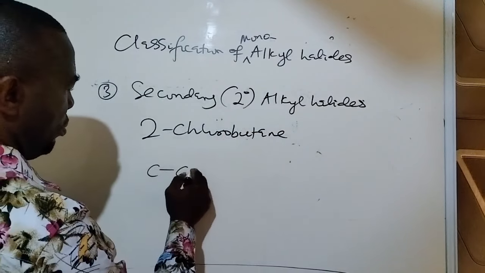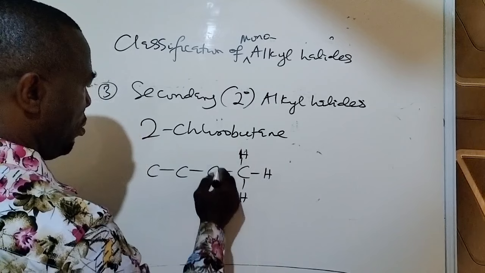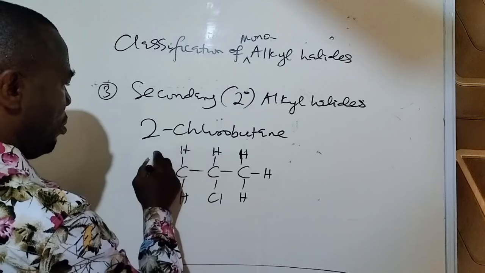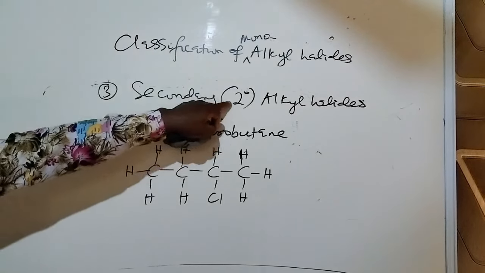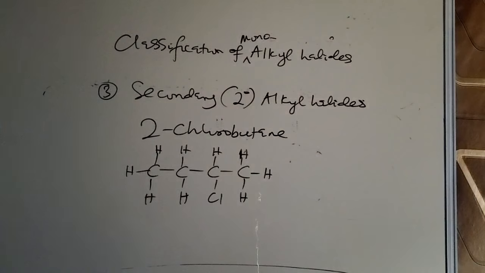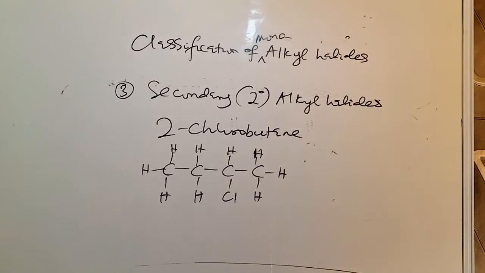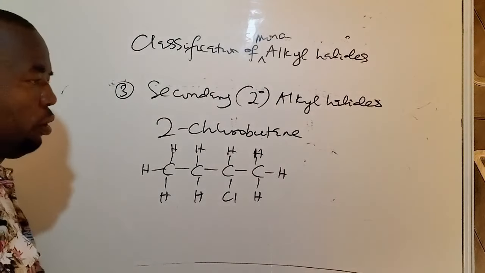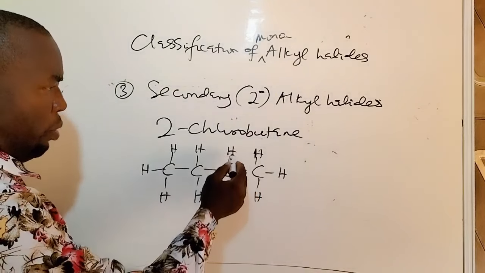So let's look at the structure. This compound is called 2-chlorobutane and is an example of secondary alkyl halide. So let's verify why it is so. Let's verify why it is 2-degree alkyl halide. So what do we do? Look at this. As I said, the carbon carrying the halogen is on the second position. So it's bonded directly by hydrogen and chlorine.